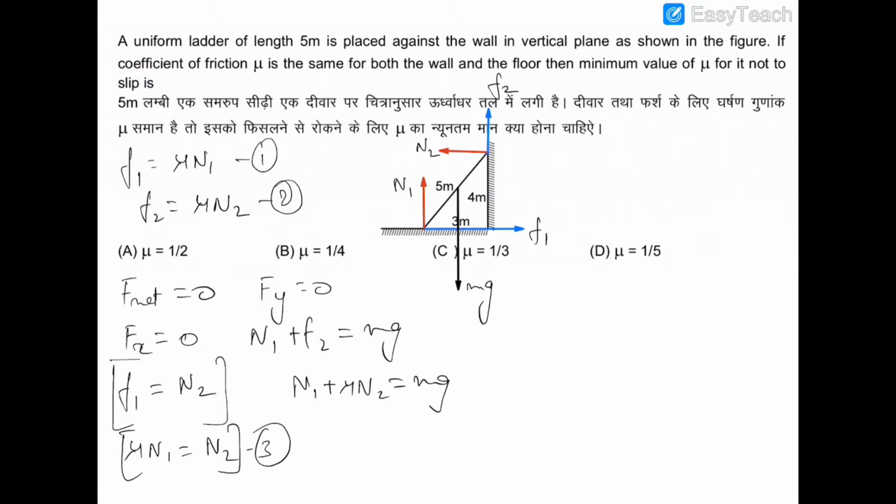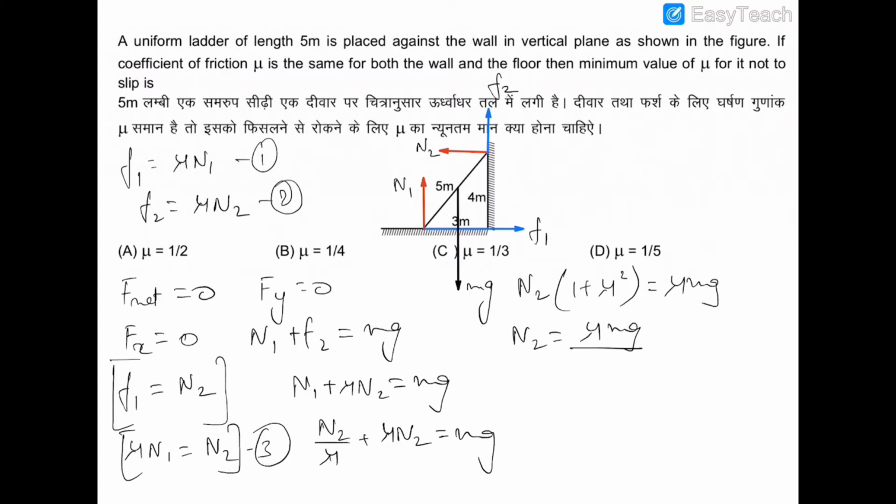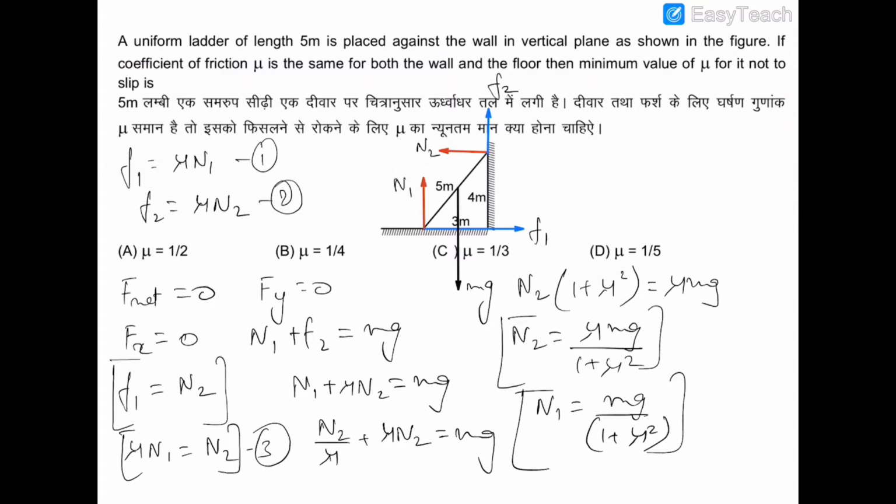So we can substitute the value of N1 as N2 by mu. So this is N2 by mu plus mu N2 is equal to mg, and therefore this is N2 into 1 plus mu square is equal to mu mg, and N2 is equal to mu mg by 1 plus mu square, and N1 would be N2 by mu, so N1 would be equal to mg by 1 plus mu square. So these are the values of N1 and N2 in terms of mu.